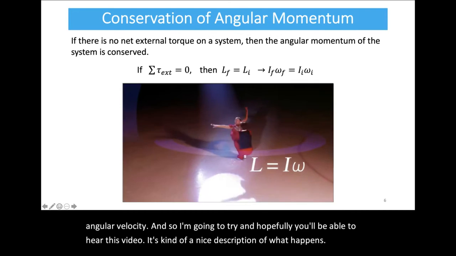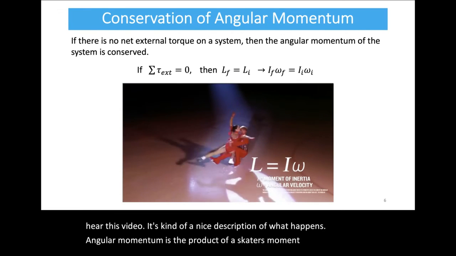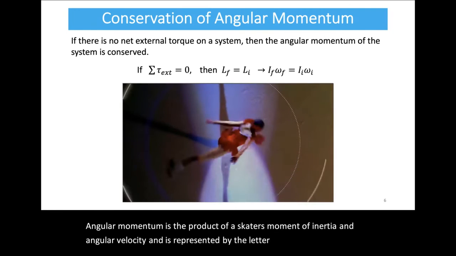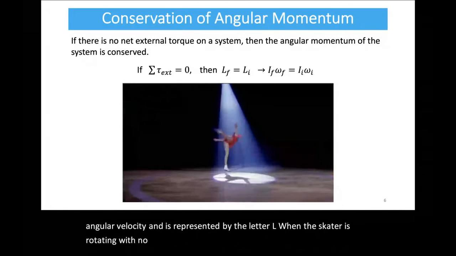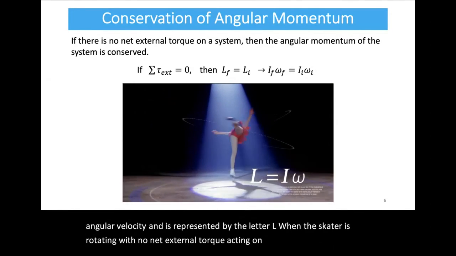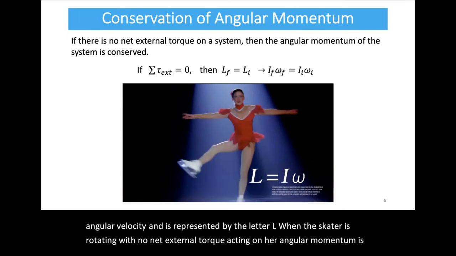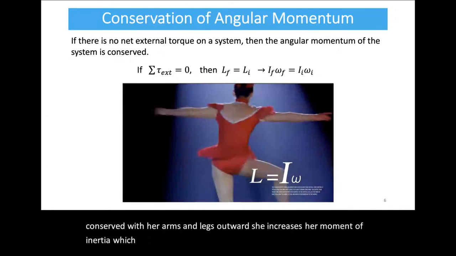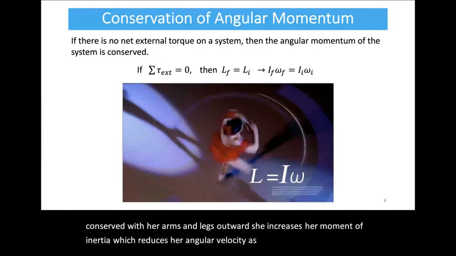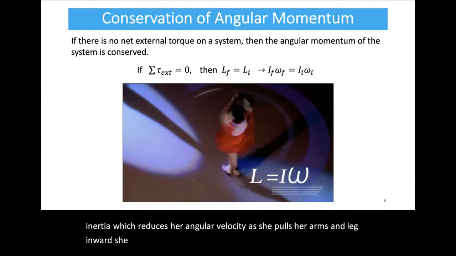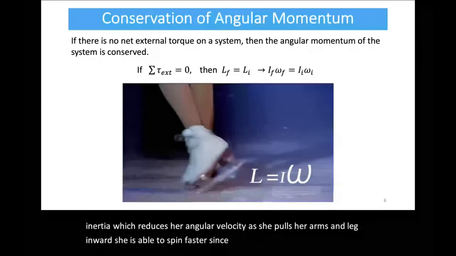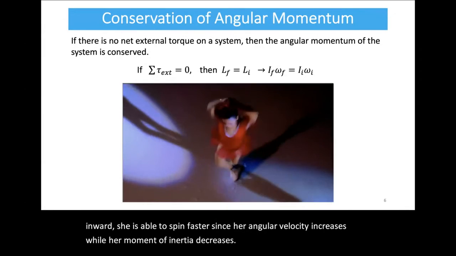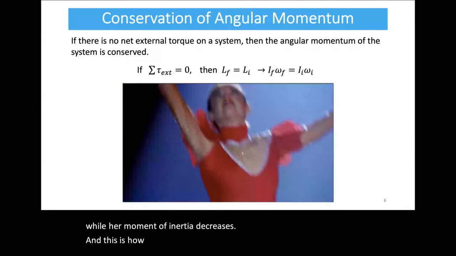Angular momentum is the product of a skater's moment of inertia and angular velocity and is represented by the letter L. When a skater is rotating with no net external torque acting on her, angular momentum is conserved. With her arms and leg outward, she increases her moment of inertia, which reduces her angular velocity. As she pulls her arms and leg inward, she is able to spin faster since her angular velocity increases while her moment of inertia decreases. And this is how skaters become champions.